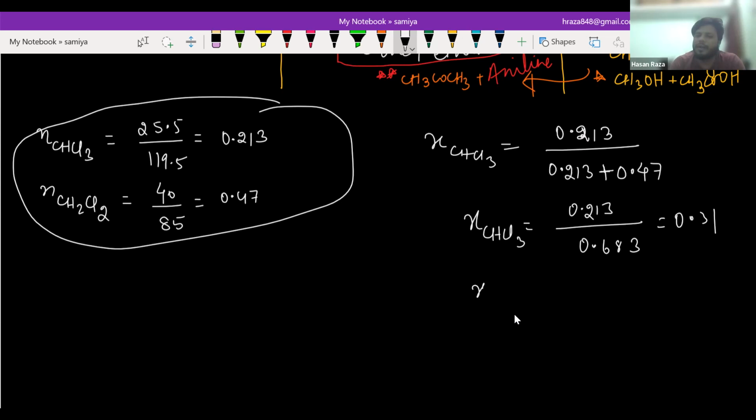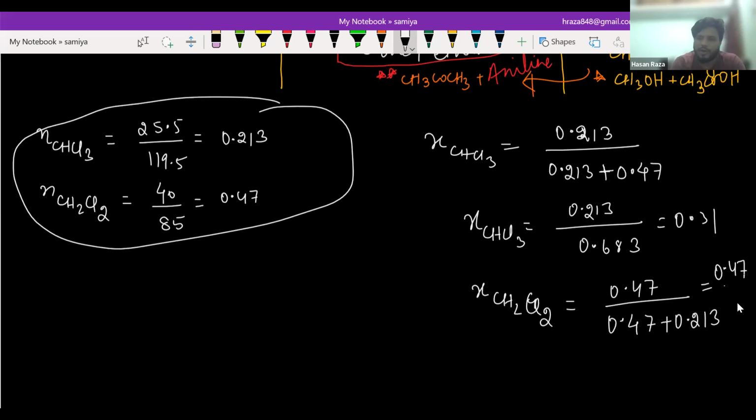Again, if you are going to find the mole fraction of CH2Cl2, the values are uneven, that's why it's taking time. 0.47 upon 0.47 plus 0.213, so it will be basically 0.47 upon 0.683. If I divide it, 0.47 divided by 0.683, it will be 0.69. This is the mole fraction.